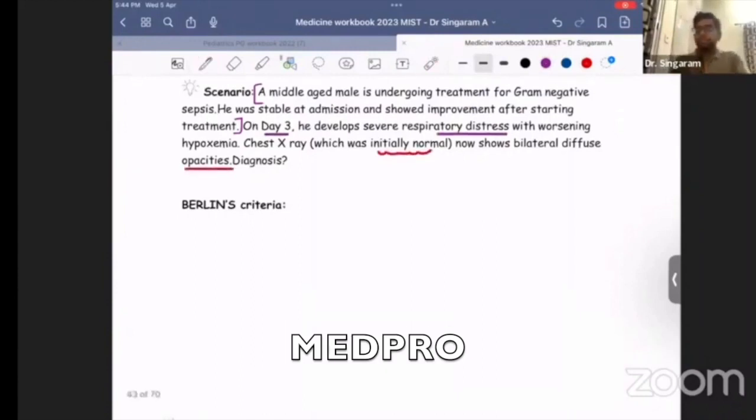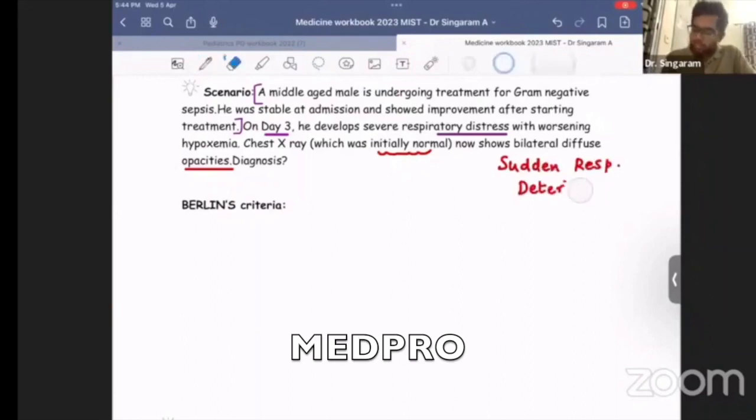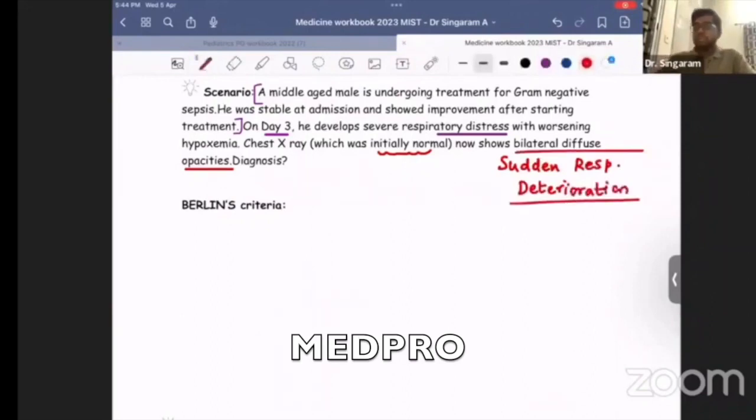So what do you think? This is a condition of sudden respiratory deterioration. Even during the COVID time, we had a lot of cases like this. The patient was initially doing well, but suddenly developed breathing difficulty and expired also, in many cases. What is this condition called?